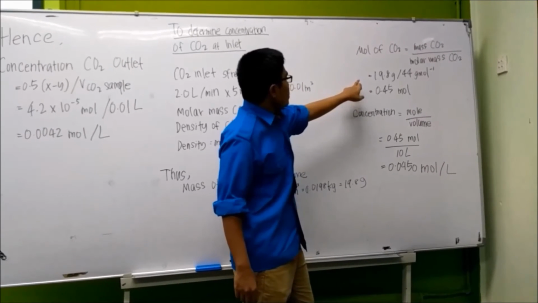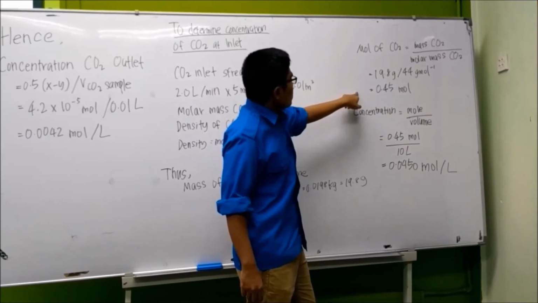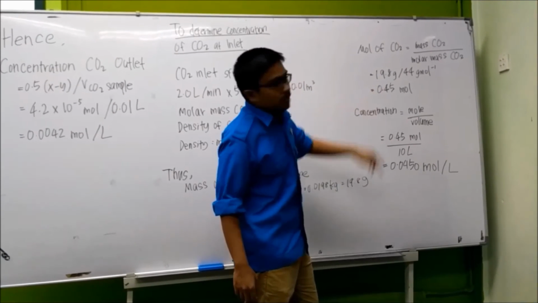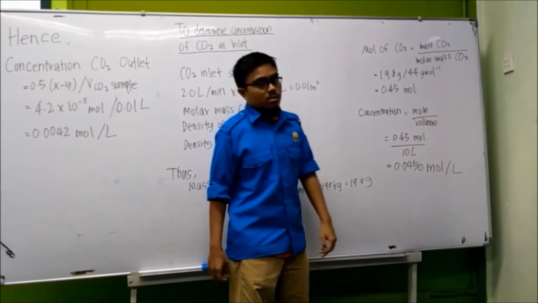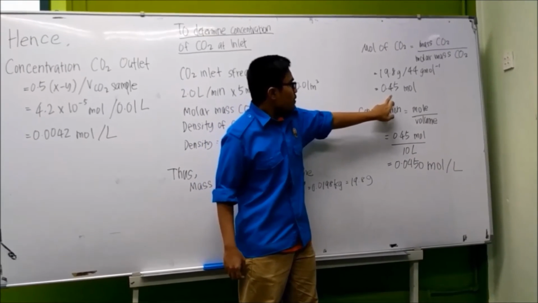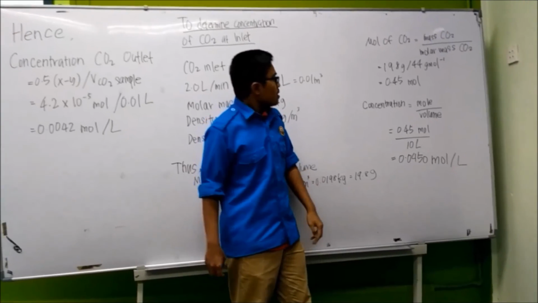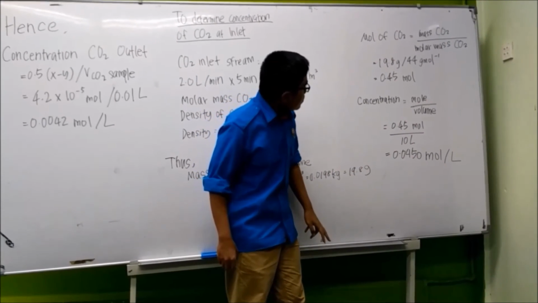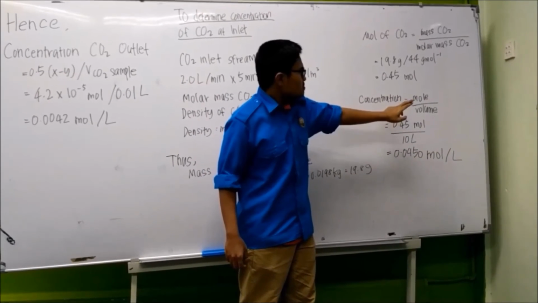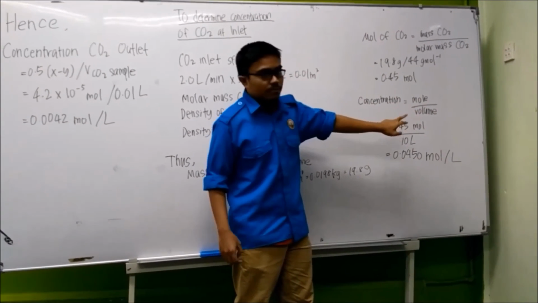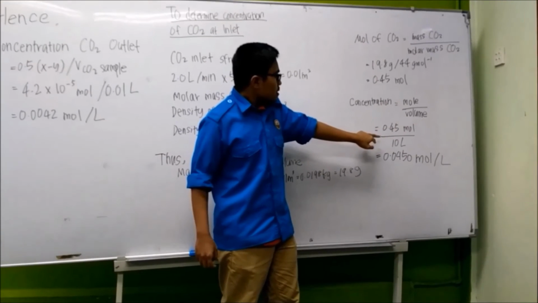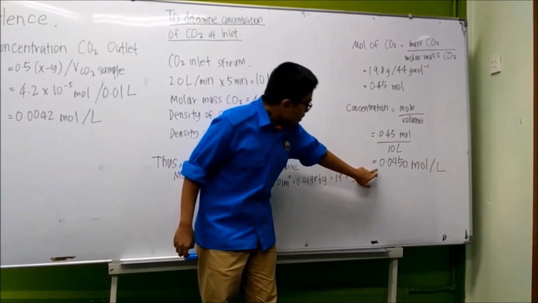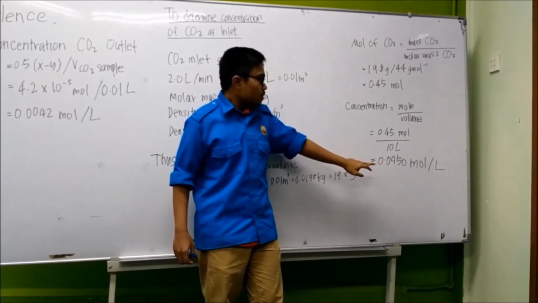Next, we will get the mole of CO2. It is the mass of CO2 divided by the molar mass of CO2, and we will get 0.45 mole. To get the concentration of CO2, we take the mole of CO2 divided by volume. So we will get this answer, 0.045 mole per liter.